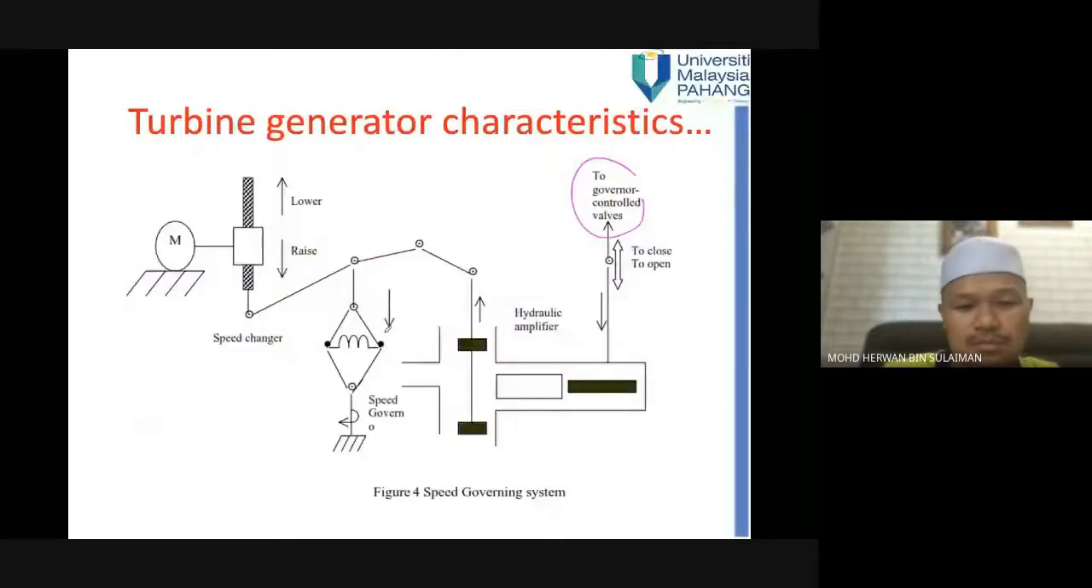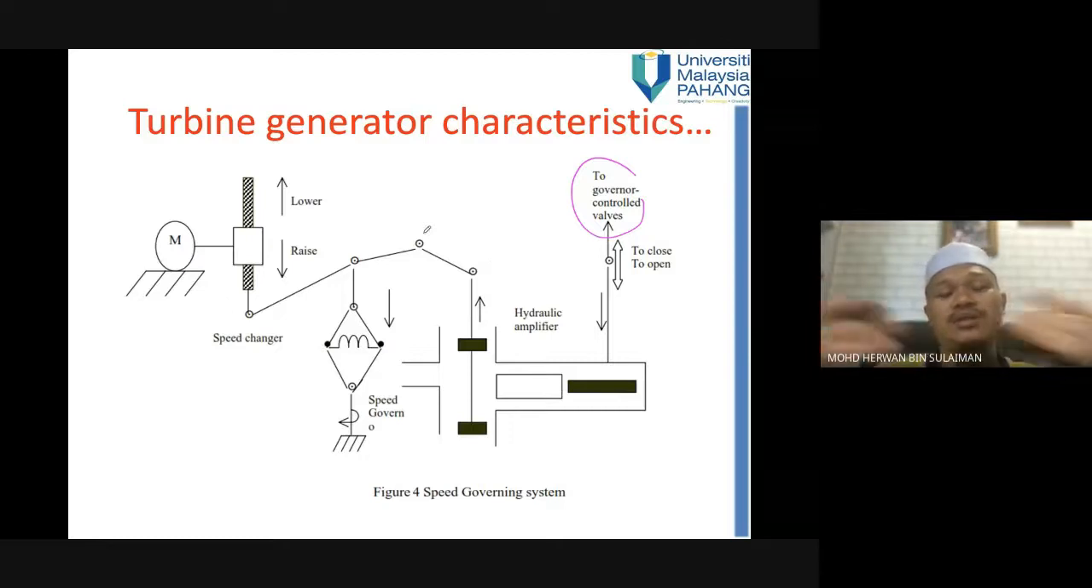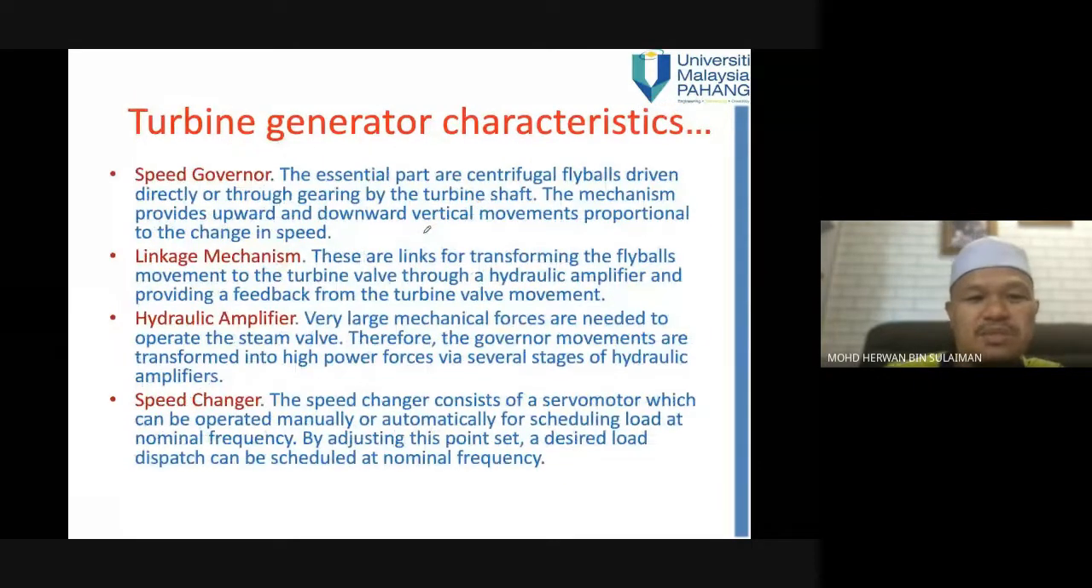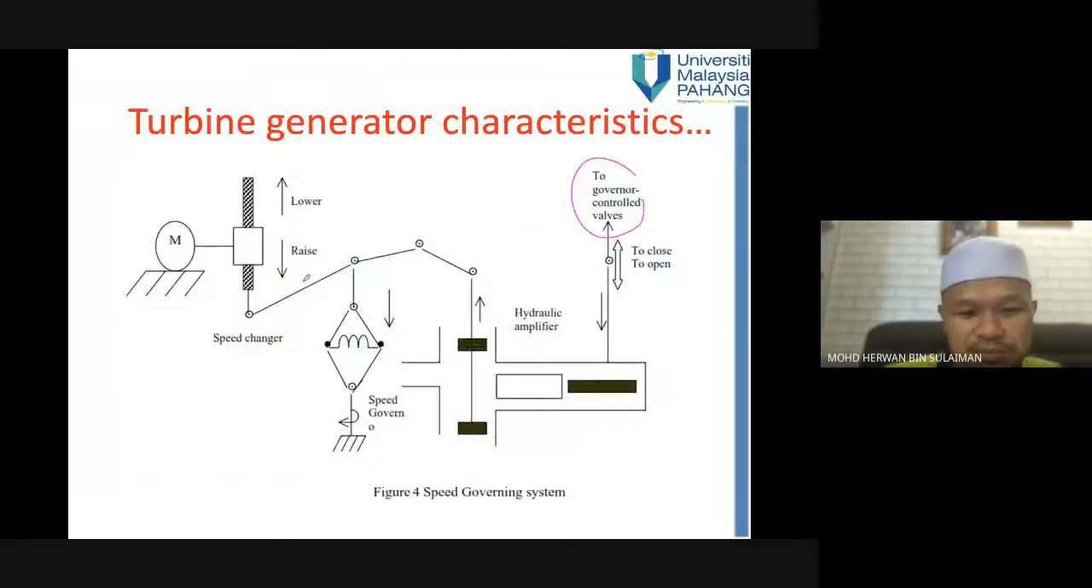Okay, so we have the speed governor here. So the speed changer. This one we have a hydraulic amplifier, and then to control the governor valve to open or close lah macam tadi ya. So ensure to increase. Kalau berlaku load increase, your mechanical will become low, and then you open the valve to make sure more input to maintain the speed. Okay, so these are the major parts. The part is the speed governor.